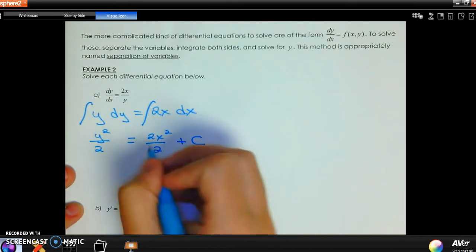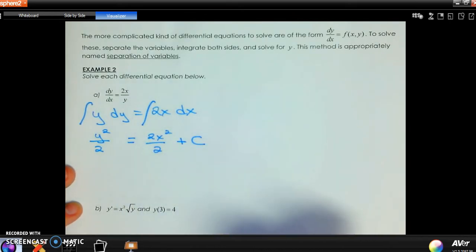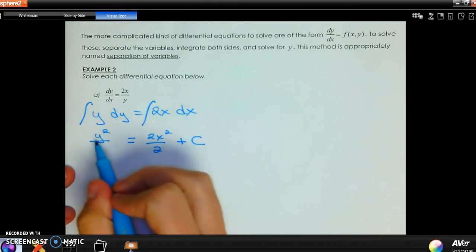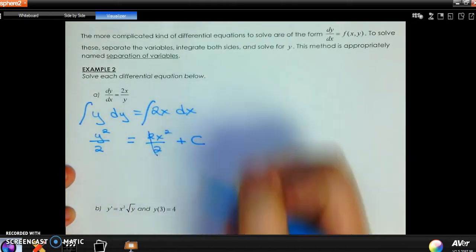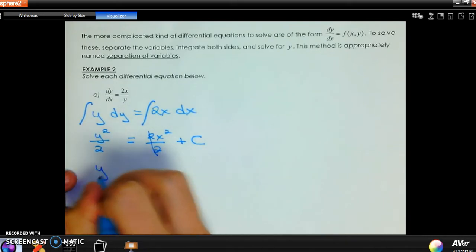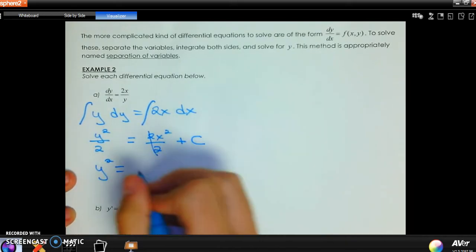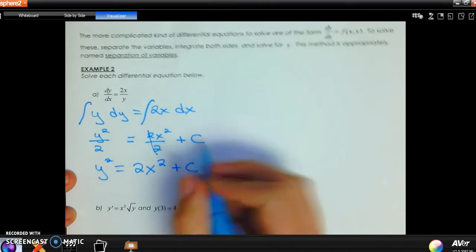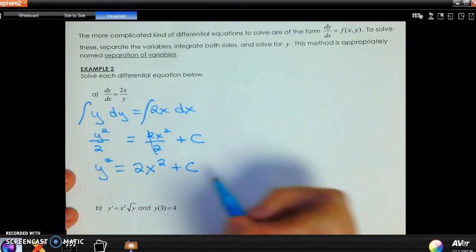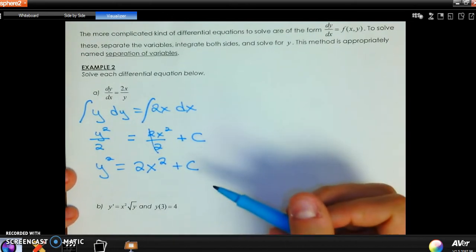And obviously you can clean that up, those go away. But then I want to get y by itself. So to get y by itself, I'd have to multiply both sides by 2. So you get y squared equals, now I'm going to multiply that by 2 again. So I got 2x squared plus c. And again, I know that that is actually a 2c, but it's still just some constant.